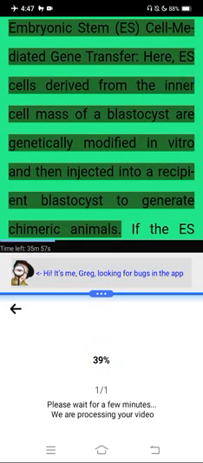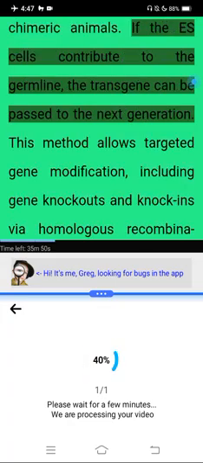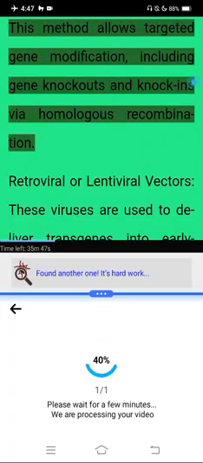Embryonic stem cell-mediated gene transfer. Here, ES cells derived from the inner cell mass of a blastocyst are genetically modified in vitro and then injected into a recipient blastocyst to generate chimeric animals. If the ES cells contribute to the germline, the transgene can be passed to the next generation. This method allows targeted gene modification, including gene knockouts and knock-ins via homologous recombination.